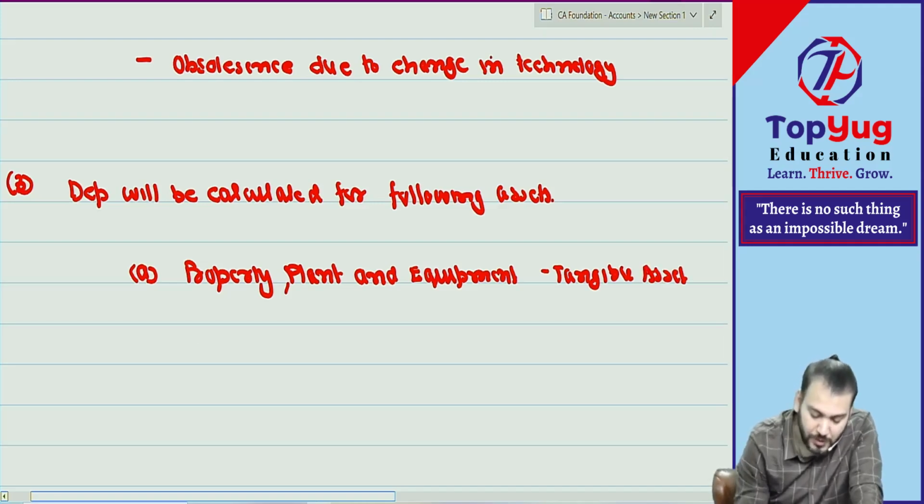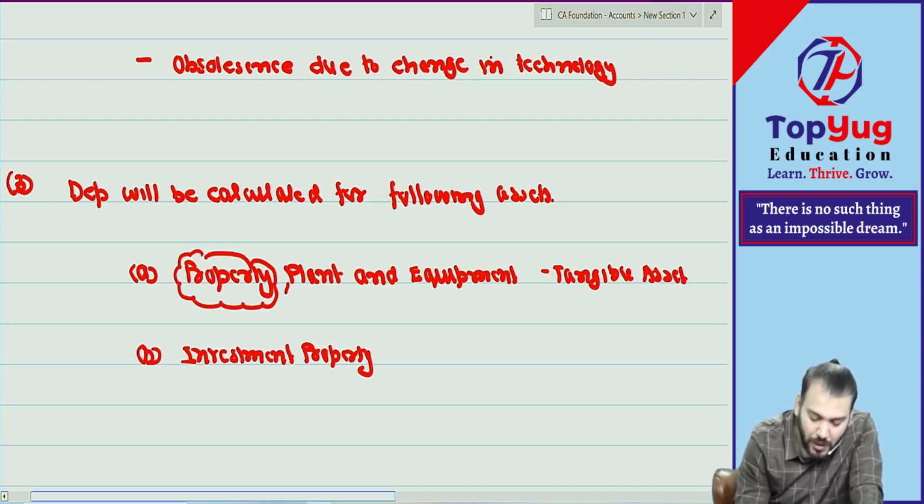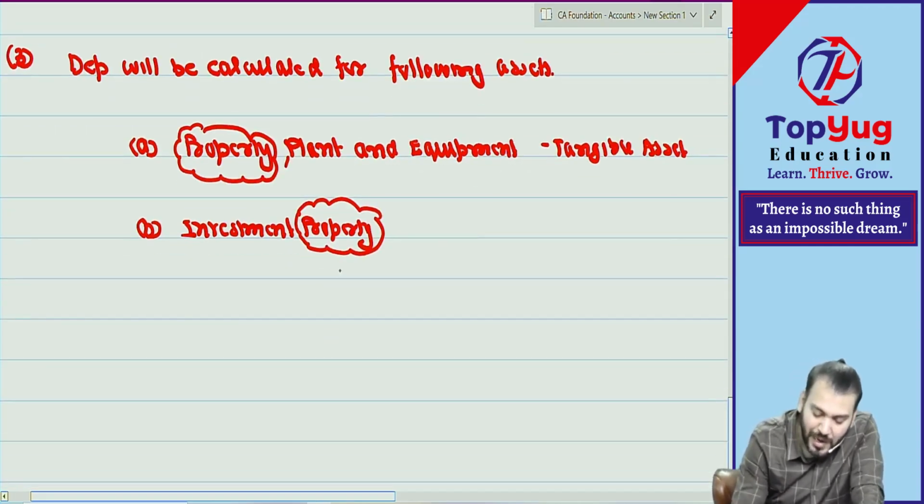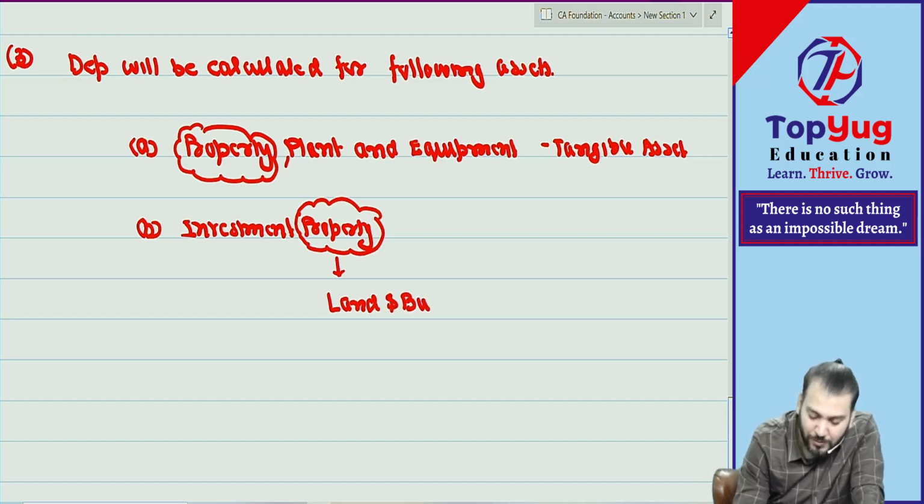Correct. Second, it is investment property. Are you able to understand? In point A we have written property, and in point 2 also we have written property. So what is this property? Property means land or building, or land and building. Understood what I am saying?